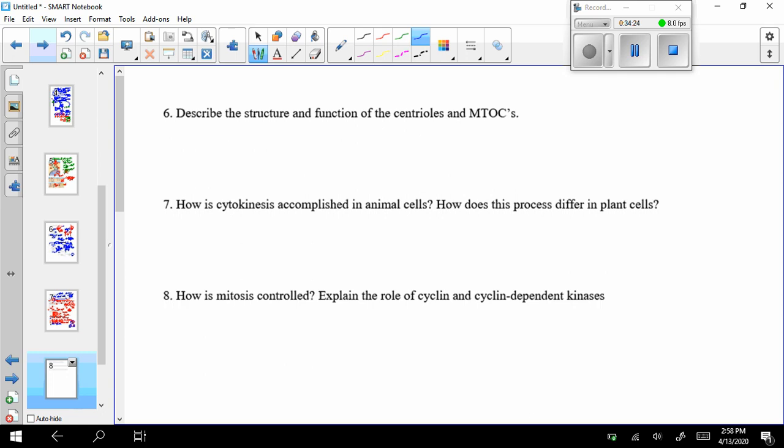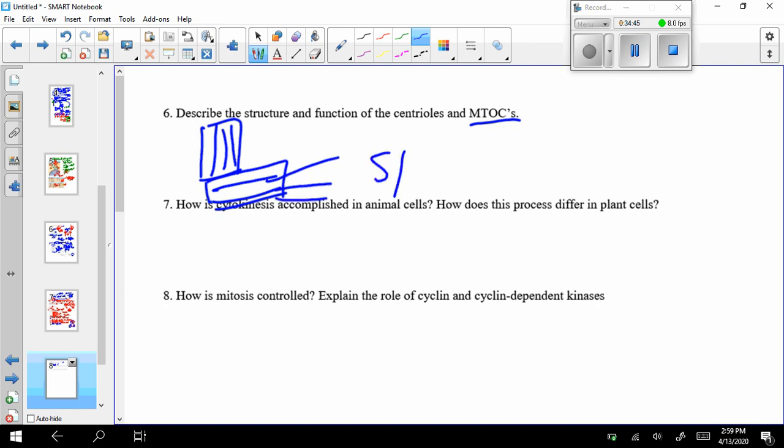All right, describe the structure and function of centrioles and MTOCs. MTOC stands for microtubule organizing center. So centrioles usually look like this. They look like literally two rigatonis next to each other, but they have a lot of microtubules in them. And so from those, spindle fibers develop.